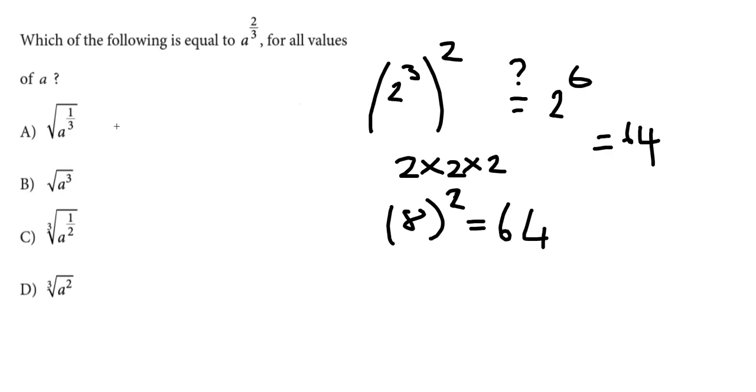All right, so let's apply this rule. A to the 1/3. What is the square root of taking something? Taking the square root of something means that you have an exponent of 1/2, right? So let's use the rule. This is equal to a to the power 1/3 times 1/2, which is 1/6. And you look at, is a to the 1/6 equal to a to the 2/3?